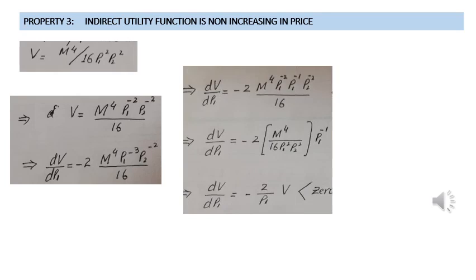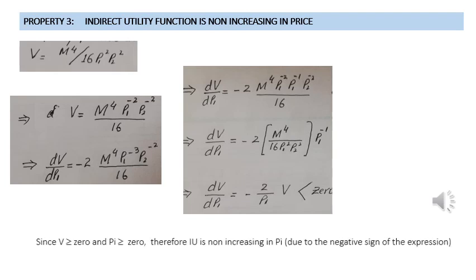So the term is clearly negative due to the negative sign. However, we have further simplified it, and after some simplification we got dv over dP1 is equal to minus 2 over P1 into V. So it is in fact 2V over P1 with a negative sign. V and P1 are always non-negative. Therefore, due to the negative sign of this expression, it is negative. So we can say that indirect utility function is non-increasing in price.